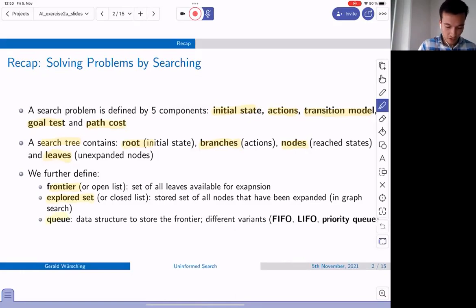And finally, we also have a so-called queue. A queue is the type of data structure we use for our frontier. It defines in which order our frontier is sorted. And we have different variants of queues that we can use. The 3 most important variants are first in, first out, which is, for example, used in breadth first search. We'll get to that later. Last in, first out, which is, for example, used in depth first search, and the priority queue, which is, for example, used in uniform cost search.